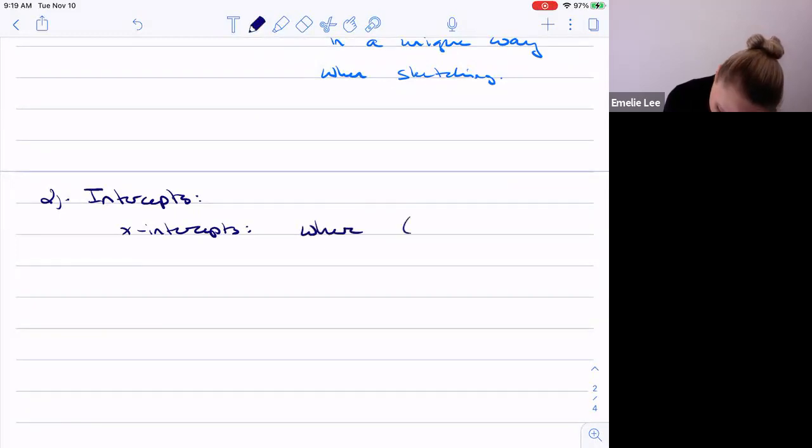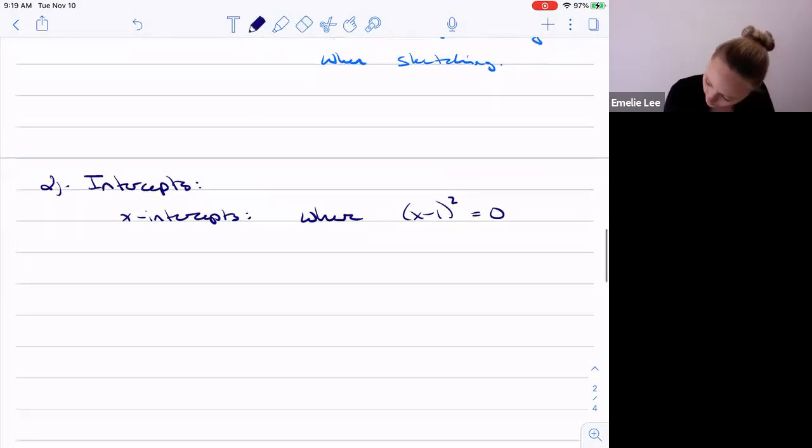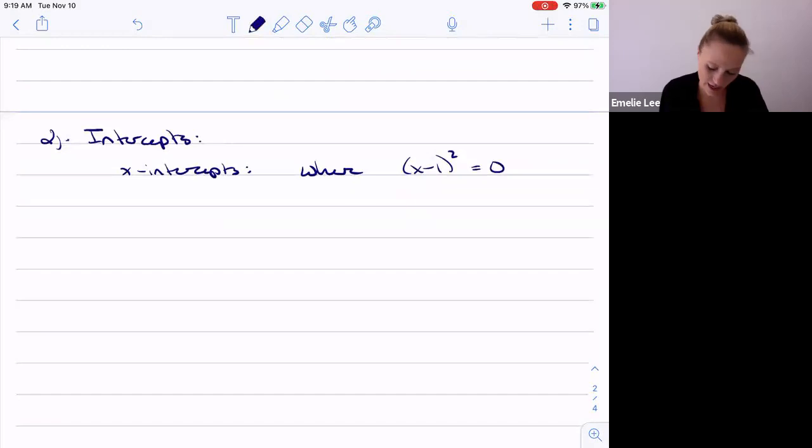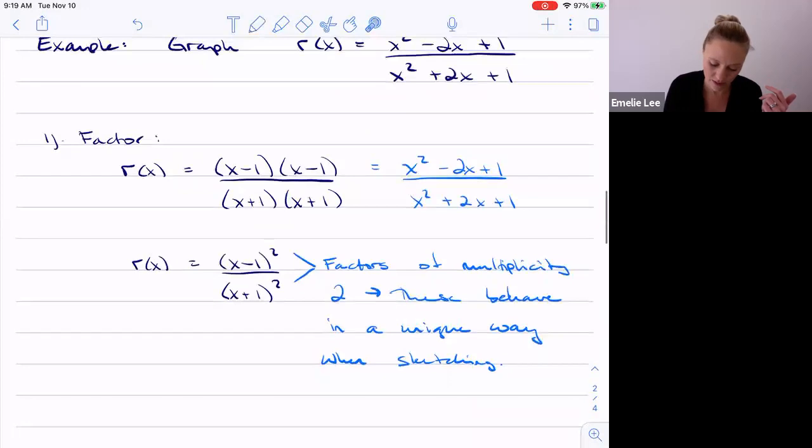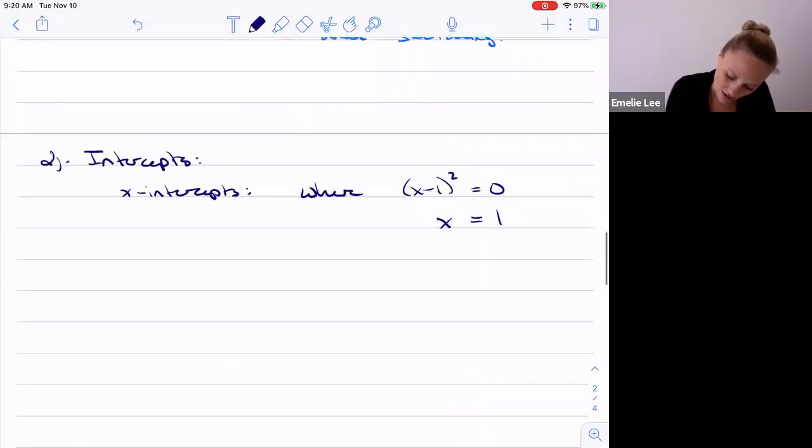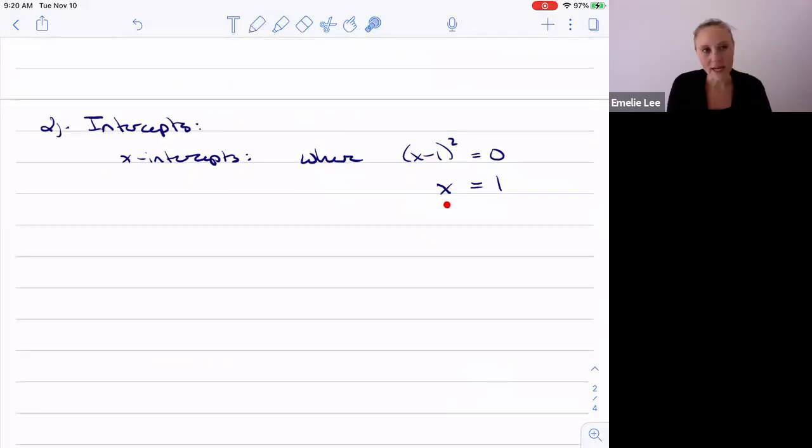So it's where x minus 1 squared equals 0. And of course, we can square root stuff and move things over. But what you would find is that it's at x equals 1. Okay. And it's the same for both of these factors, right? Because they're the same. 1 minus 1 is 0. And then again, 1 minus 1 is 0 again. So it's 0 times 0, but that's still 0. Okay, so we have one x-intercept at x equals 1. Okay, that's fine. How about the y-intercept?